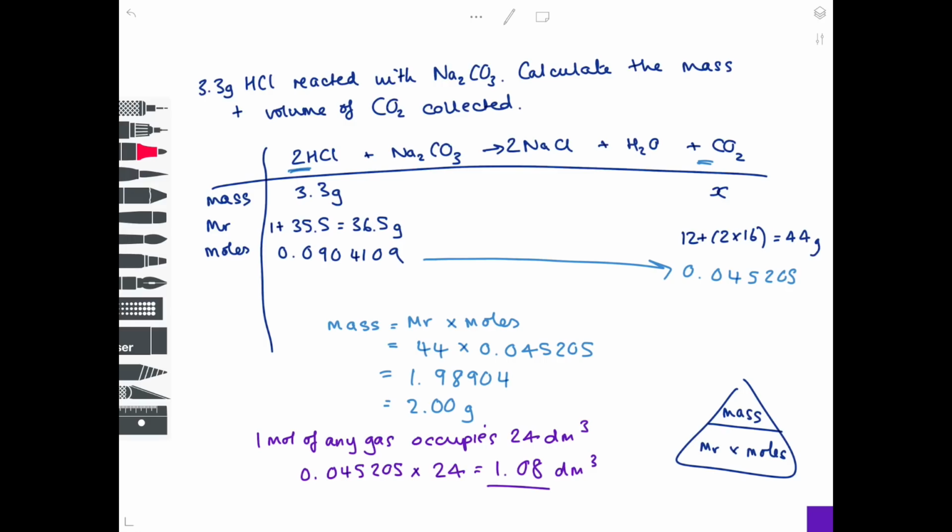Do notice that they could have asked you it in terms of centimeters cubed, and in order to convert decimeters cubed to centimeters cubed, you just have to times by 1,000. So just times that number by 1,000, and therefore your answer here is 1080 centimeters cubed to 3 sig fig.